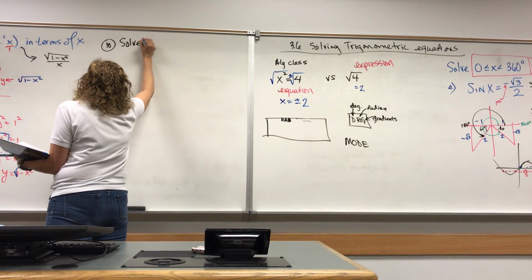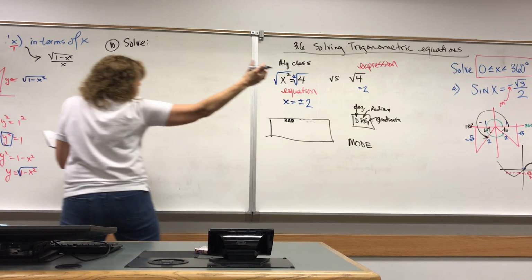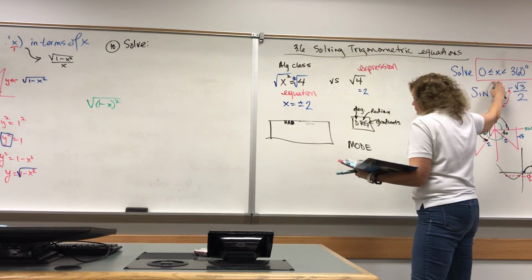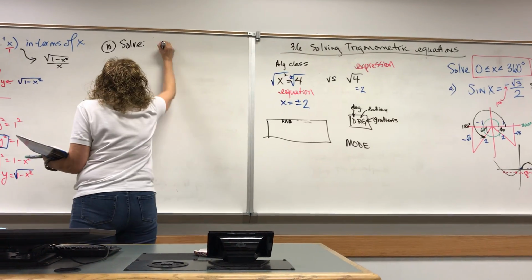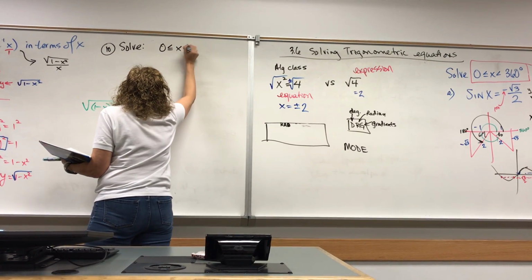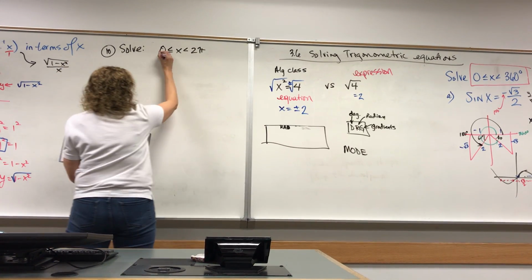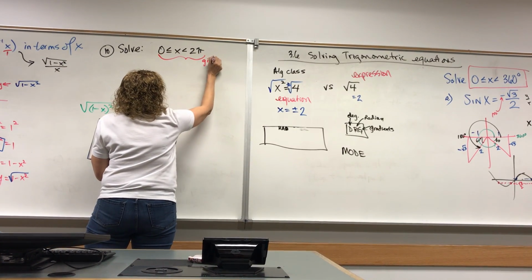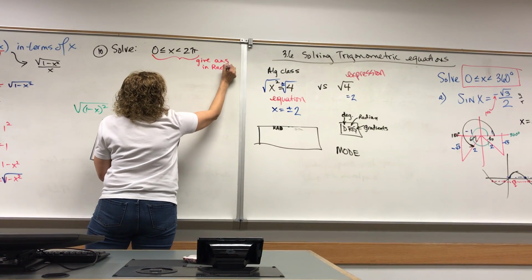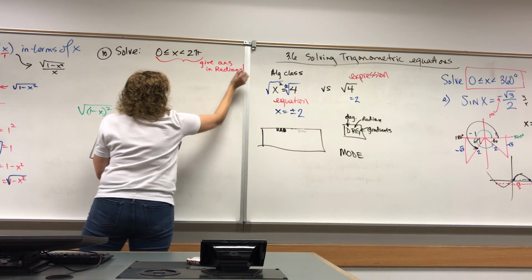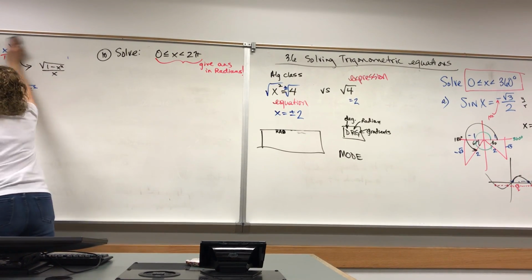Make sure you go and look at the directions at the top so that you know your red box here. Okay, so here we're going to solve over the interval from 0 is less than or equal to x, which is less than 2 pi. So this says we're going to give our answer as radians. Okay, so don't ignore that. I know sometimes we ignore directions.